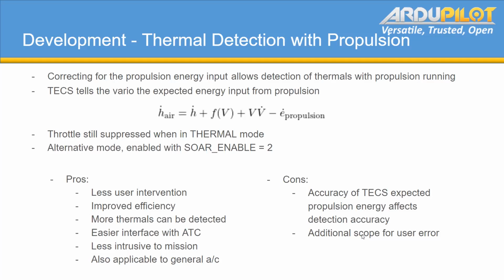And those parameter settings just introduce a little bit more scope for user error. But overall, for people who are flying vehicles which are well set up, I think the pros vastly outweigh the cons.